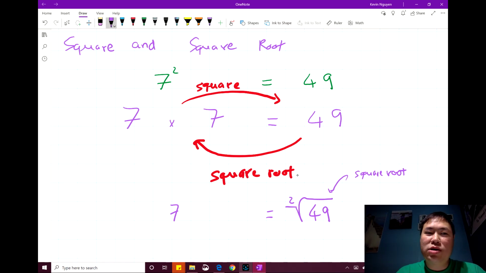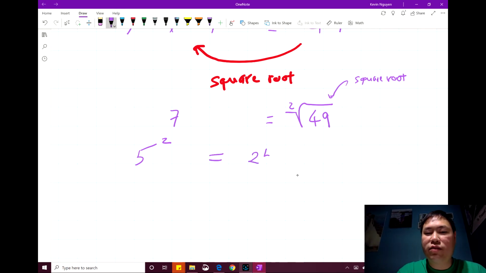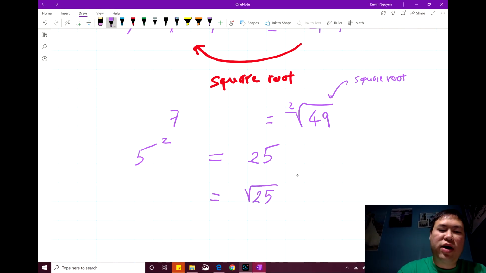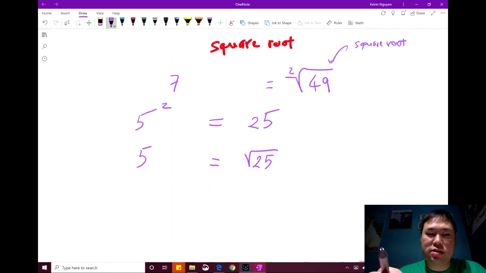Another example would be 5 squared. 5 squared means 5 times 5 is 25. Because of that, the square root of 25 is 5. Now that you understand what I mean by square and square root, let's do some practice.